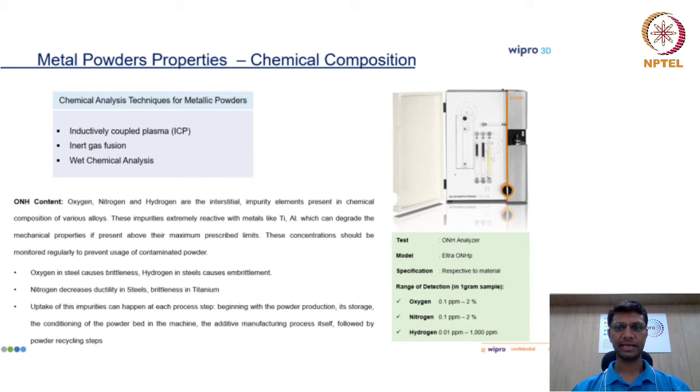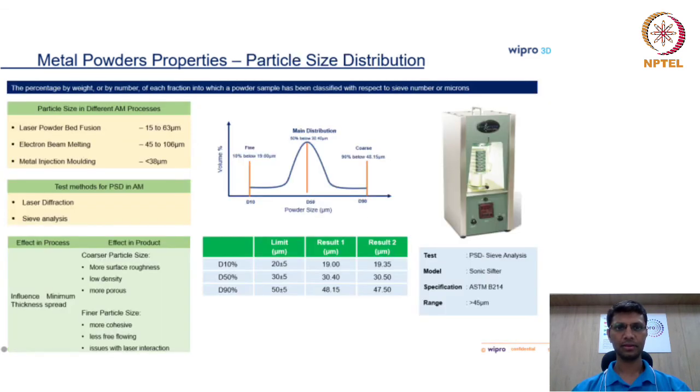Moving to the next slide, the particle size distribution. PSD is the percentage by weight or by number of each fraction into which a powder sample has been classified with respect to the sieve number or micron.